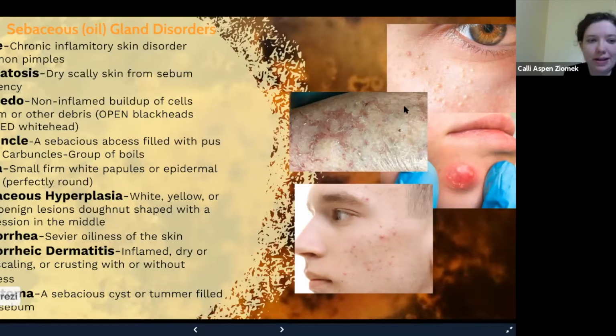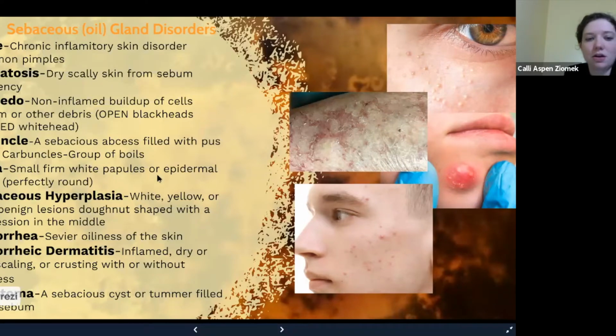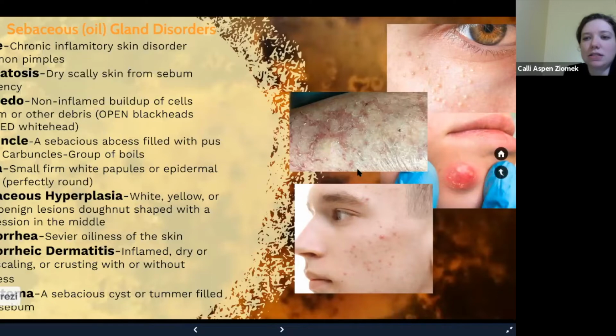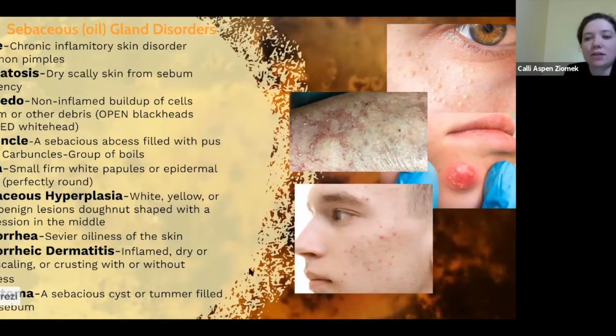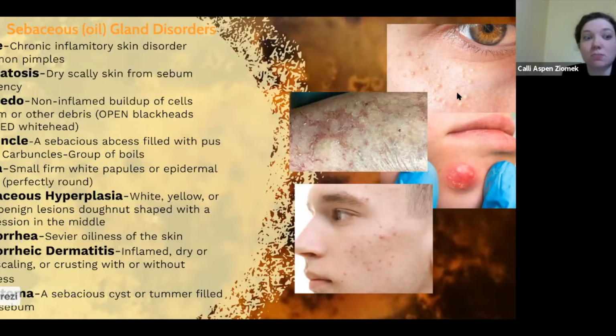The image above it is milia. Milia are small, firm, white papules or epidermal cysts, and they're generally perfectly round. You mostly see them around your client's eyes, like you do with this client here. That is just because they have an excess of dead skin cells building up on their skin. That is caused by not exfoliating and that type of thing, or just having an excess buildup of dead cells, which can be addressed by exfoliating.